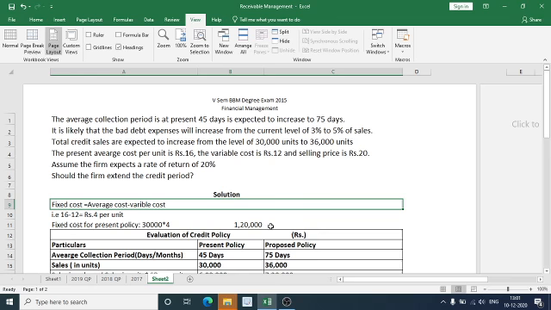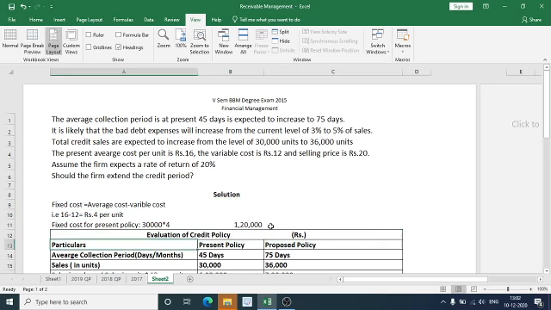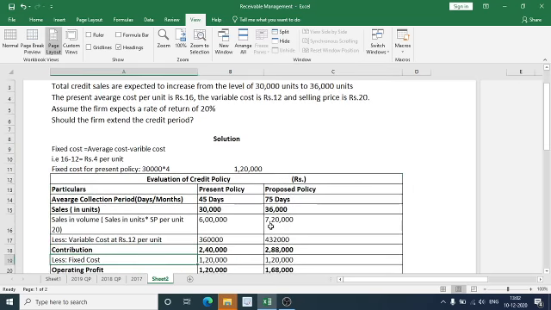Next, we will go for the evaluation of credit policy. So we will make a tabular format of evaluation. In the present policy, the average collection period is 45 days, and in the proposed policy, the average collection period is 75 days. So they want to give 30 days extra time to the customers, maybe the debtors, for repayment. Whether it is working or not, we have to make the evaluation.